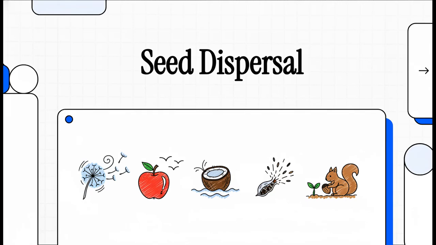Today's topic is about seed dispersal. As you know, seed dispersal is the process by which seeds are spread away from the parent plant. It is very important because if all the seeds fall and grow near the parent plant, they will have to compete for sunlight, water, nutrients, and space. Seed dispersal helps young plants grow in new places and increases their chances of survival.